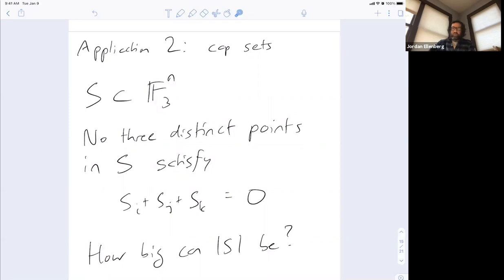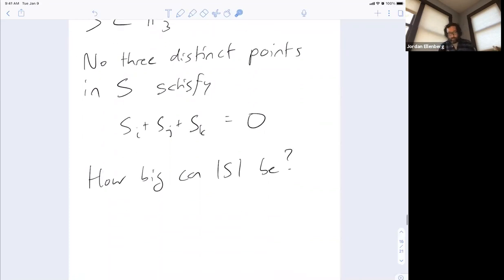I have a subset of F3 to the n, and we could do this over an arbitrary finite field, but I just want to make it simpler and talk about one problem at a time, which has no 3 points that sum to 0. And the question is, how big can such a set be? And this simple problem is actually really hard, and people, including me, worked on it for a long time with no success.